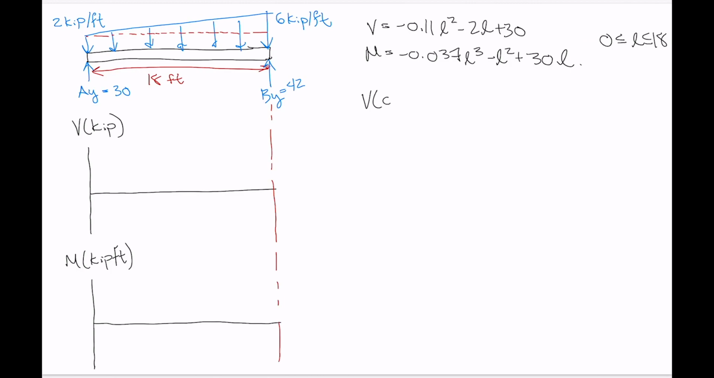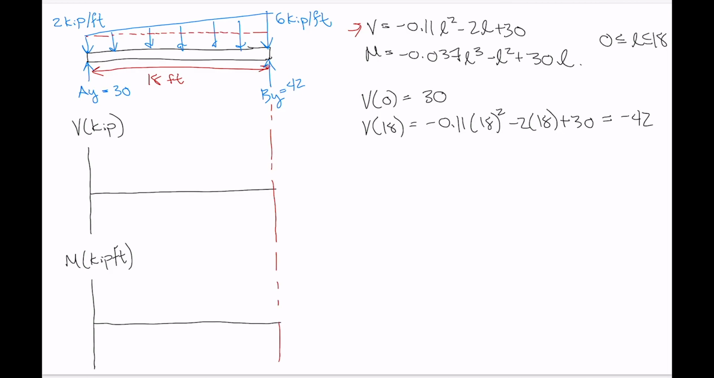So let's figure out what V of 0 is and what V of 18 is. So we just plug those in there. So we can see quickly that that's 30, and then we do the math on this to figure out what the other one is. Minus 2 times 18 plus 30, right? And that gives us minus 42, okay?